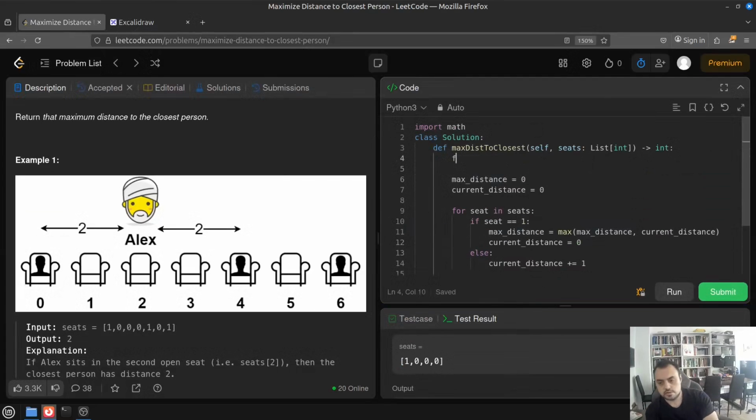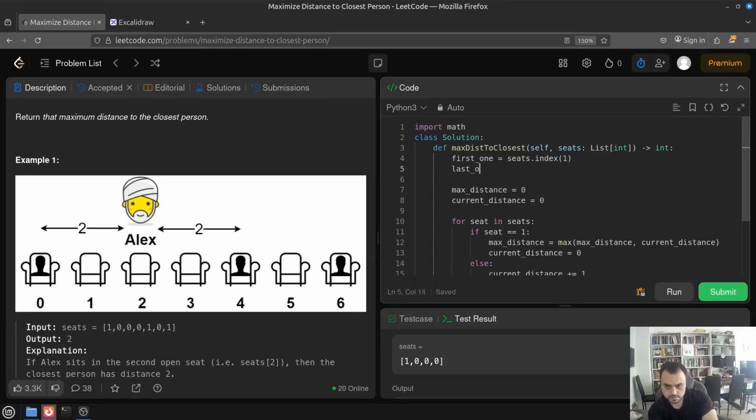And for leading zeros, we have to find the first one, because its index will be equal to the number of zeros before it. And we have index functionality in Python for lists. And for the last one, we can have the same, just we need to reverse. We can reverse like this, for example.